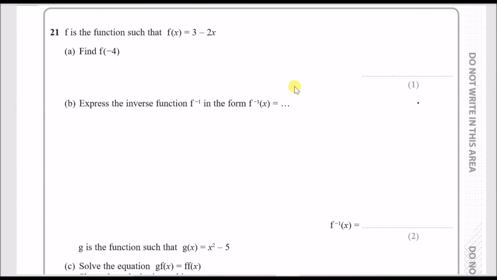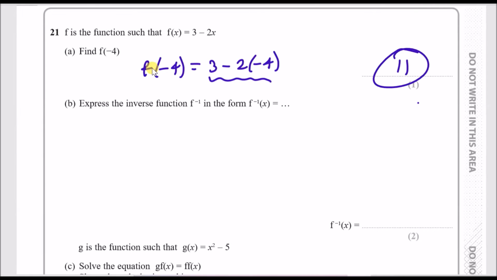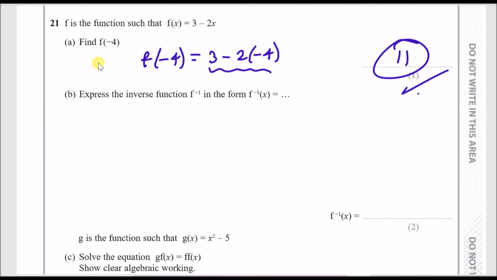So let's go ahead and do it. All they want us to do here is replace x with minus 4. So it's going to be 3 take away 2 times minus 4. And if you put this all in the calculator, you're going to get an 11. And that's it. That's A done.